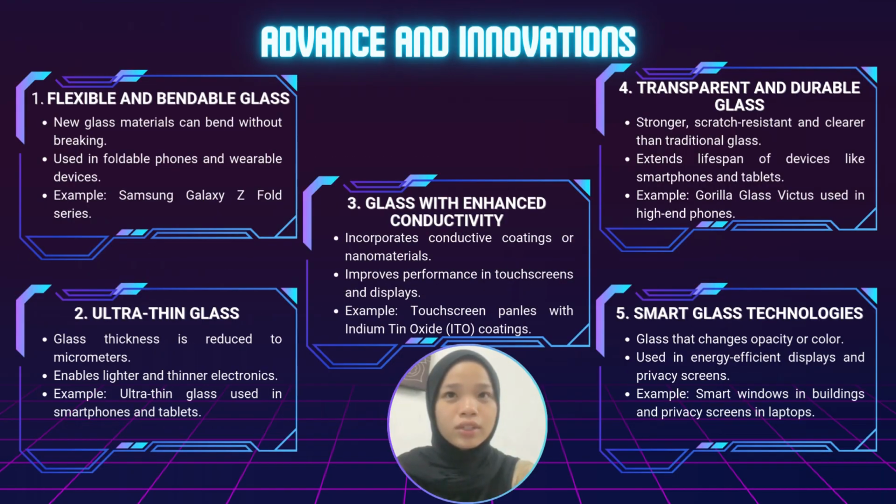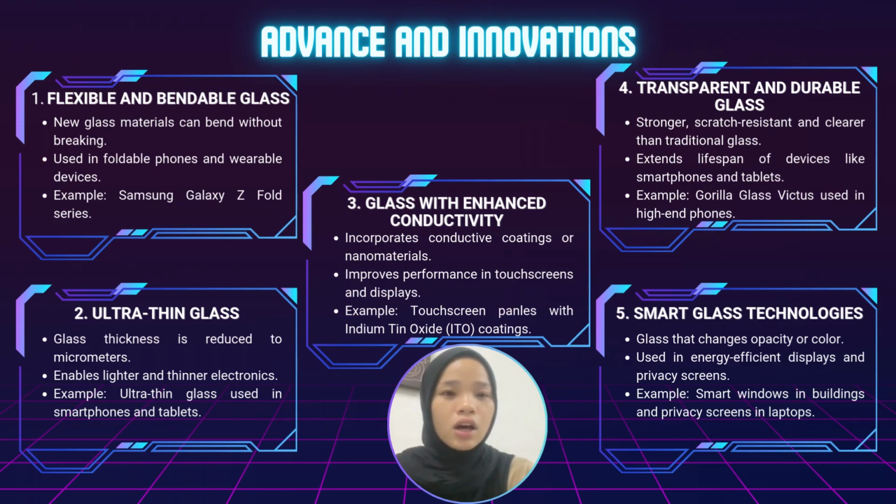Now, I will discuss the latest advances and innovations in glass used for electronic devices. First of all, let's look at flexible and bendable glass. These new glass materials can bend without breaking. As a result, foldable phones and wearable devices can be made. For example, the Samsung Galaxy Z Fold series uses this kind of glass.